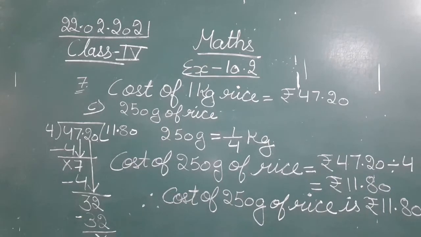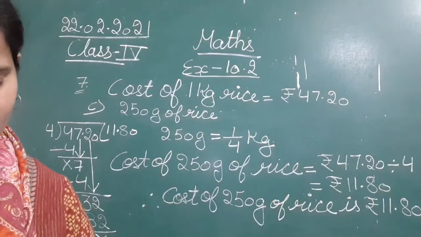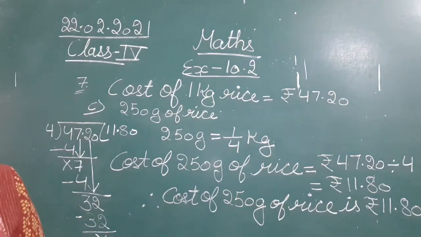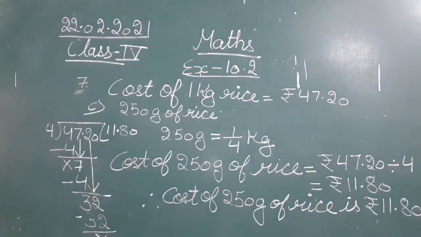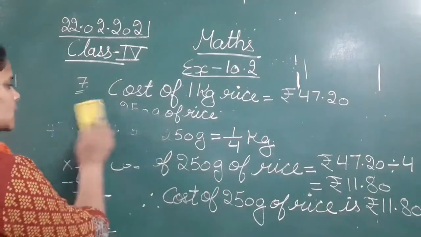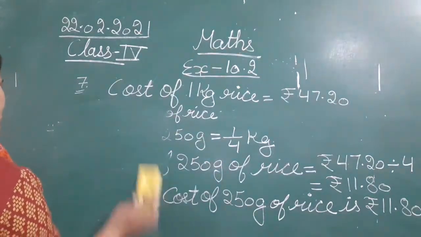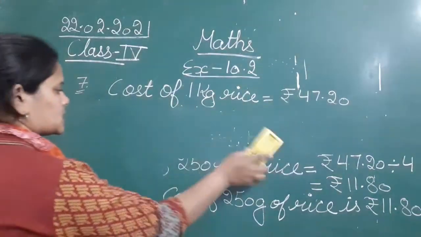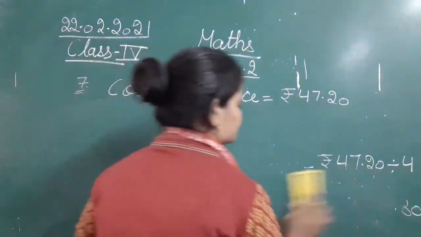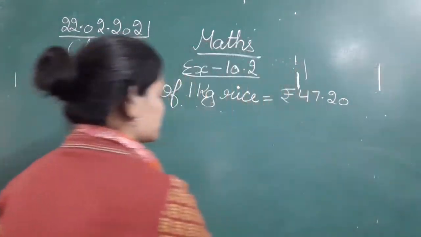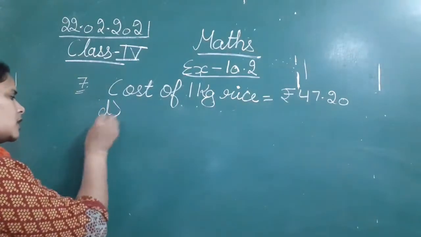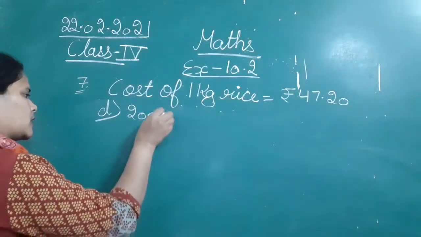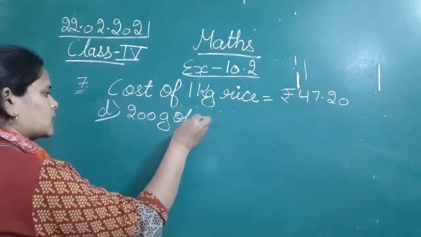Okay, now let's move to the D part of the same. Okay, so now in the D part, we need to calculate the cost of 200 gram of rice. So let's calculate the cost of 200 gram of rice. That is the D part. 200 gram of rice.